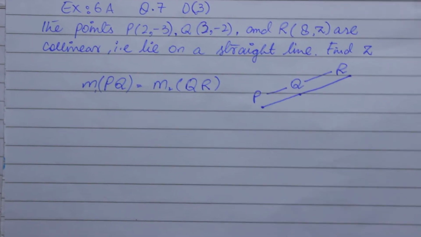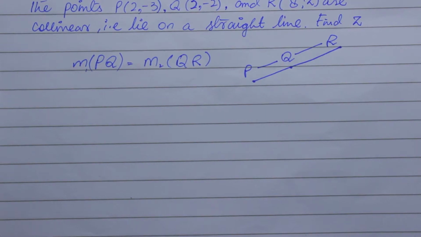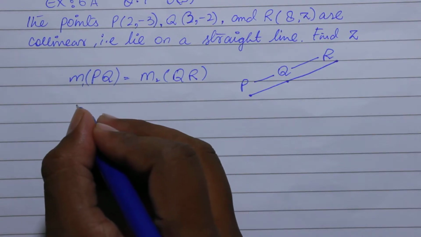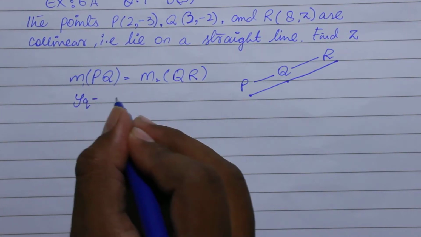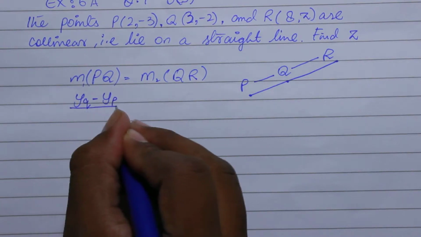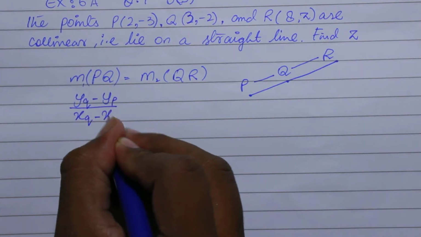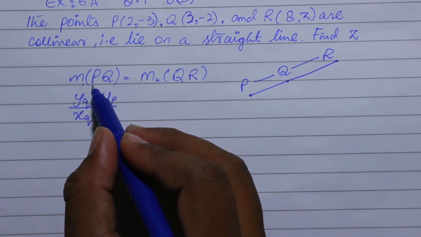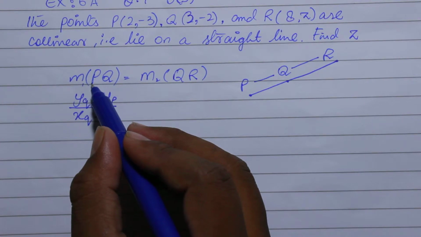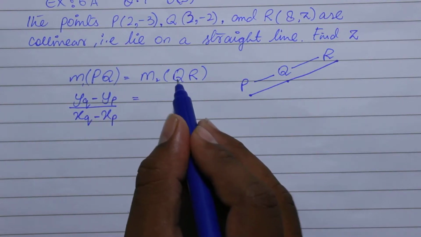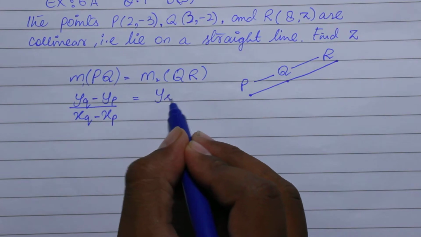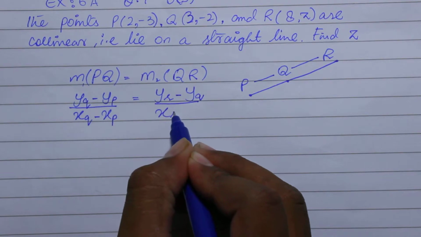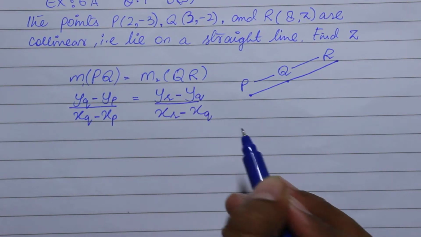Now we have to replace the values. First of all, I write the formula for PQ. This is the second coordinate, so YQ minus YP. In the denominator we have XQ minus XP. Coordinate of second minus coordinate of first, in both numerator and denominator. Here we have R, so it will be YR minus YQ upon XR minus XQ.